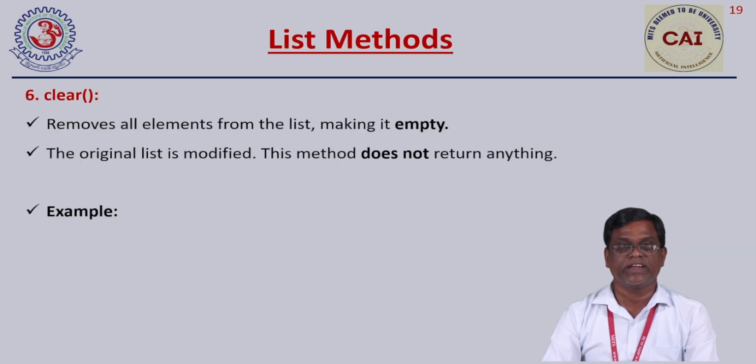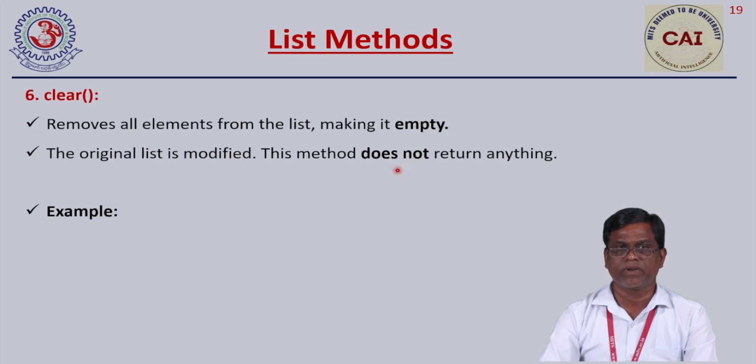So the next method is the clear method. It is also like the previous ones. It will remove all the elements from the list and the list will be made empty. Previously, by using the two methods we can remove only one element at a time. But if you want to remove the entire list at a time, or make your list empty in one single step, then I can use this clear method. Once this method is applied, the original list will be modified, and it will not return anything after removing all the elements.